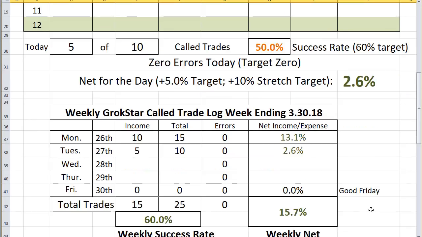We add that to yesterday. We had 13% yesterday on call trades. So for the week, we're at 15%, almost to our target of 20 for this 4-day trading week.